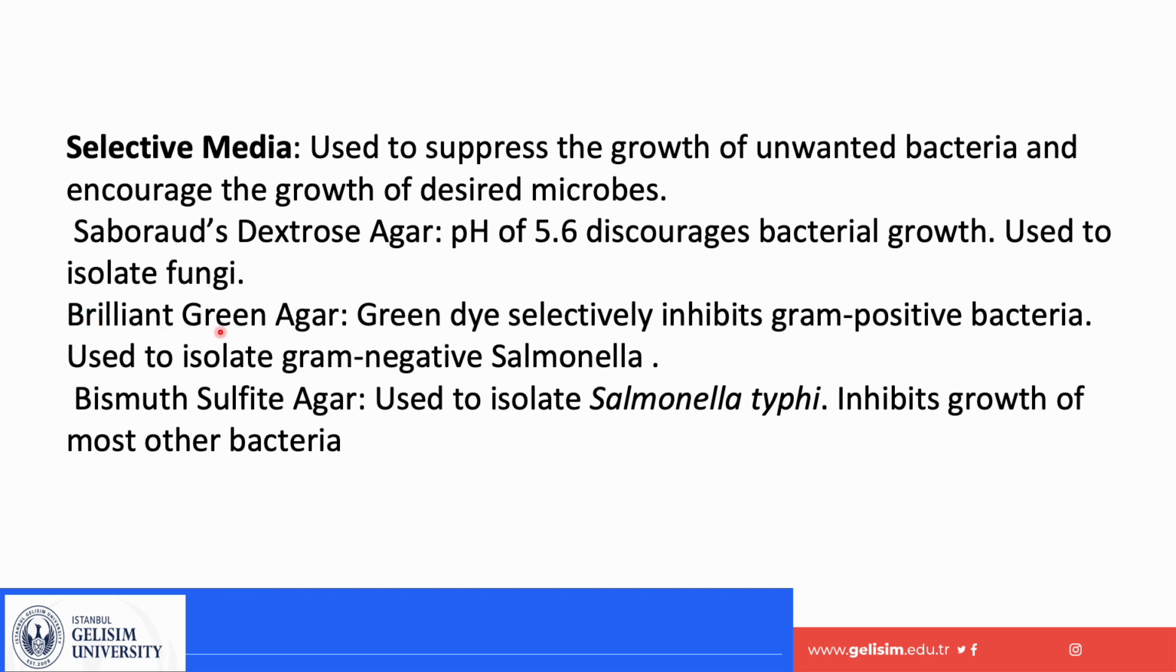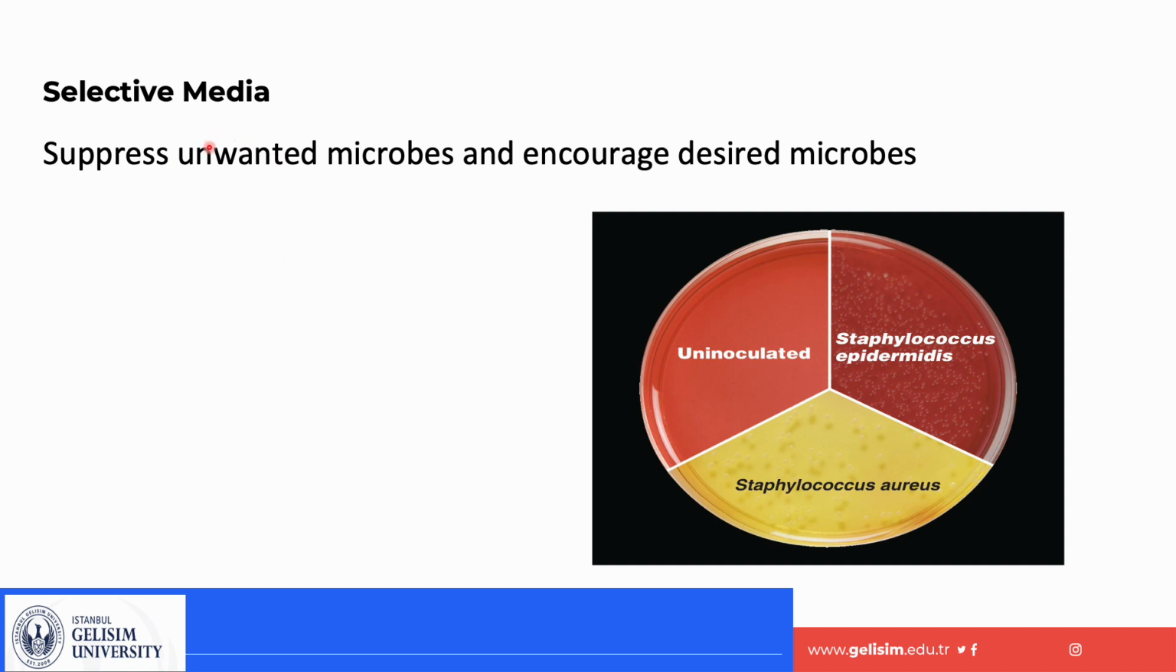Brilliant green agar uses green dye to selectively inhibit gram-positive bacteria, and it's used to isolate gram-negative Salmonella. Bismuth sulfite agar is used to isolate Salmonella typhi by inhibiting the growth of most other bacteria. So very simplistically, selective media will encourage the growth of desired microbes while suppressing the growth of unwanted microbes.